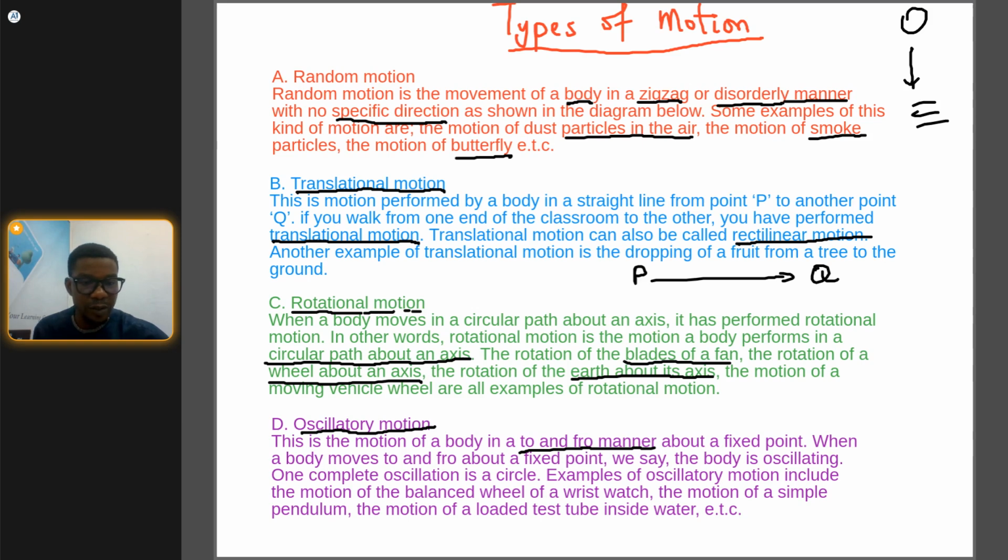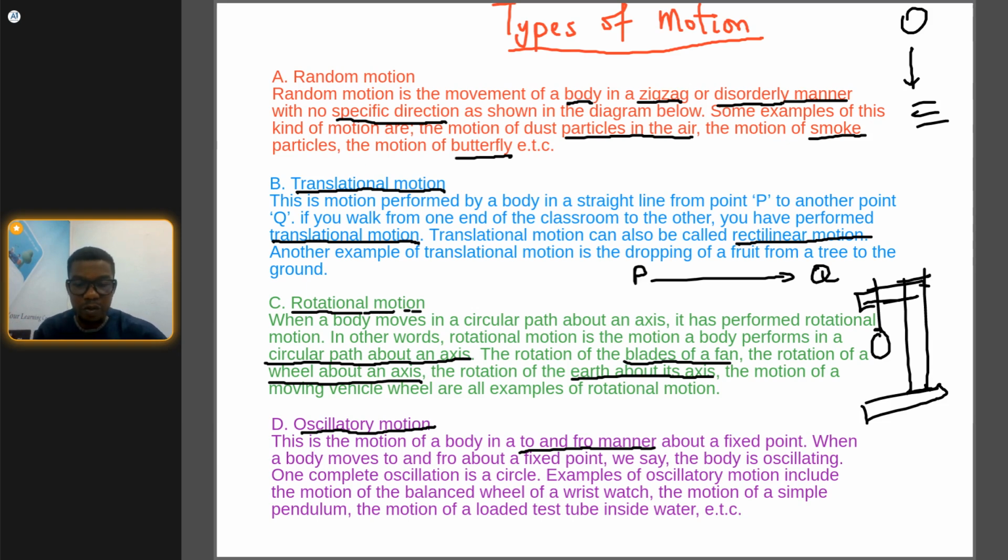In our SS1 syllabus, in the practical aspect, probably some of us have come across what we call simple pendulum experiments, whereby you'll be given a retort stand, and you attach to it a pendulum bob, and you'll be asked to take the frequency of the oscillation of the pendulum. So you have to draw the pendulum to a particular angle, then release it.